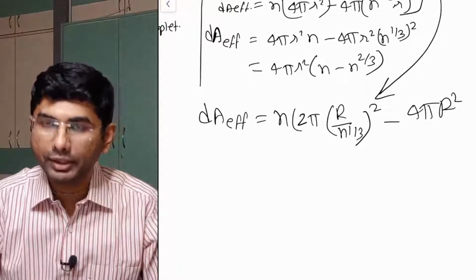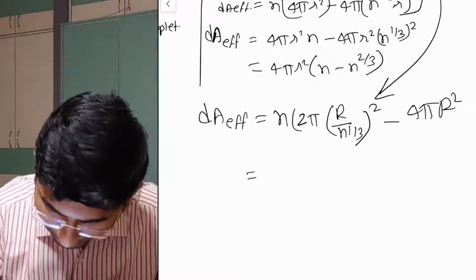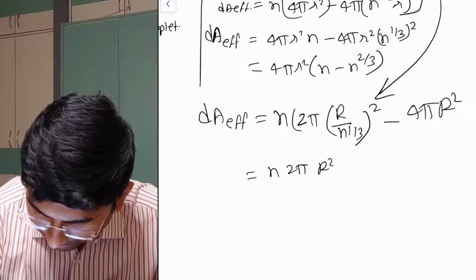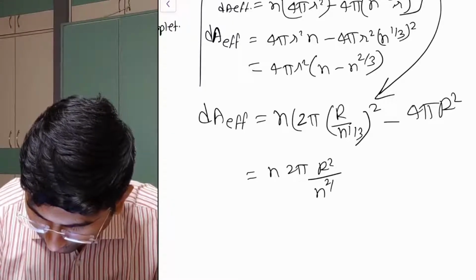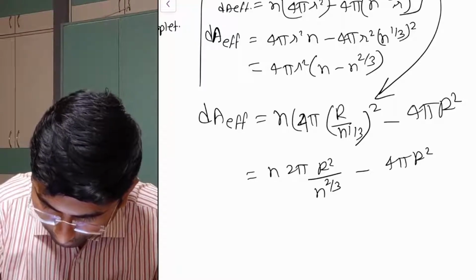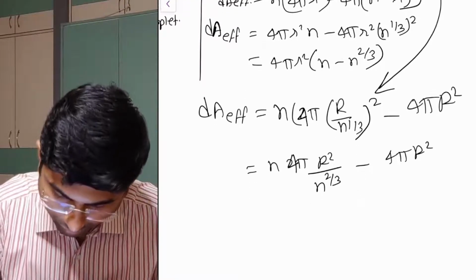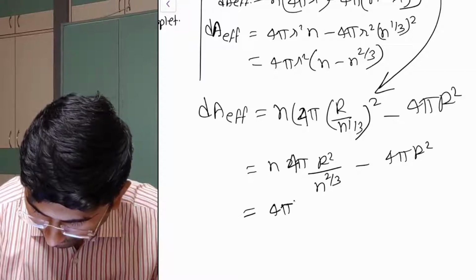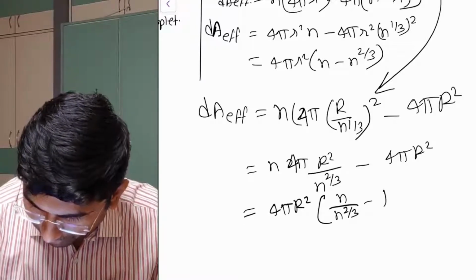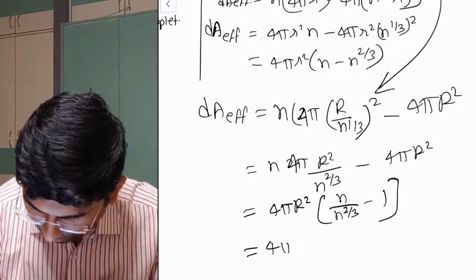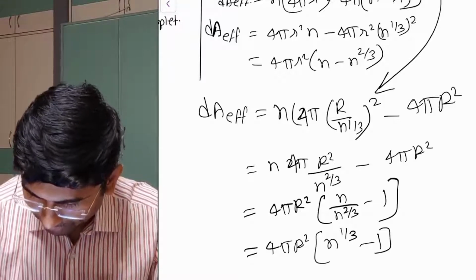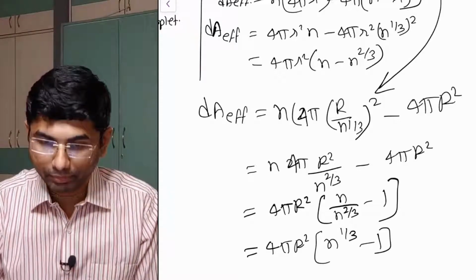Okay, after solving this, now this n will go inside, n 4 pi r square upon n 2 by 3 minus 4 pi r square. Here it is 4 pi r square, not 2. Now 4 pi r square is taken common, n upon n 2 by 3 minus 1, that is equal to 4 pi r square, n 1 by 3 minus 1. This is the another formula which I need to remember.